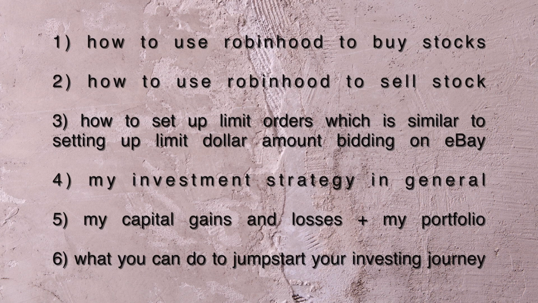So this video will be in 6 parts. Part 1, how to use Robinhood to buy stocks. Part 2, how to use Robinhood to sell stocks. Part 3, how to set up limit orders, which is similar to setting up a limit dollar amount bidding on eBay. Part 4, my investment strategy in general. Part 5, my capital gains and losses, my portfolio overview. And part 6, what you can do to jumpstart your investing journey, get free stocks, and continue getting free stocks.